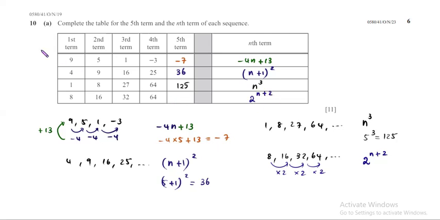And if I'm to find the fifth term, this n should be replaced with 5. So it's going to be 2 to the power 5 plus 2. So 5 plus 2 is equal to 7. So 2 to the power 7 is equal to 128. This will be our fifth term.